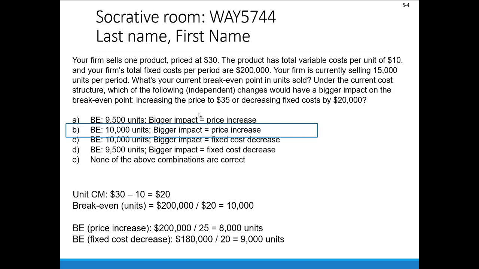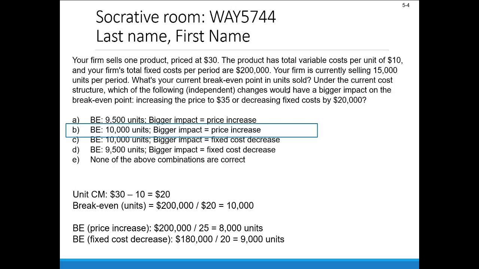So the unit CM in this case is the price of $30 minus the total variable cost per unit of 10, or $20. If I take the fixed cost then of $200,000 per period, divided by that unit CM of 20, my break-even point's 10,000 units.